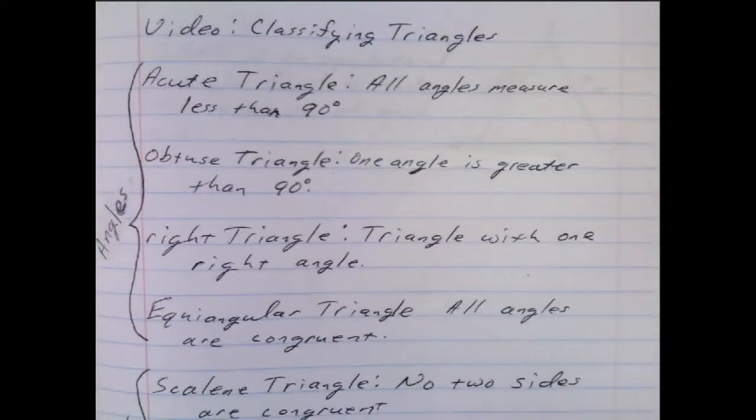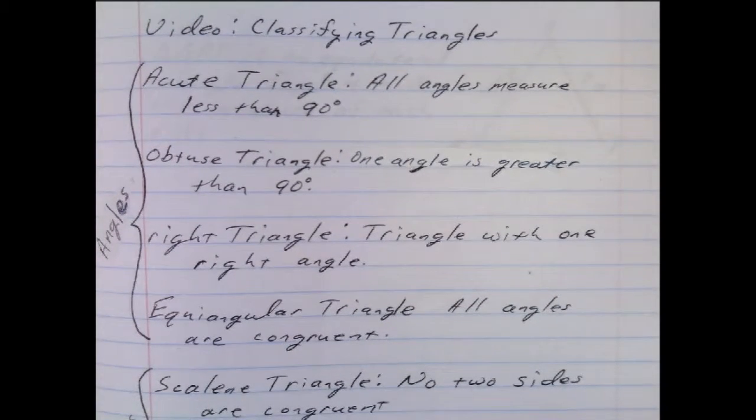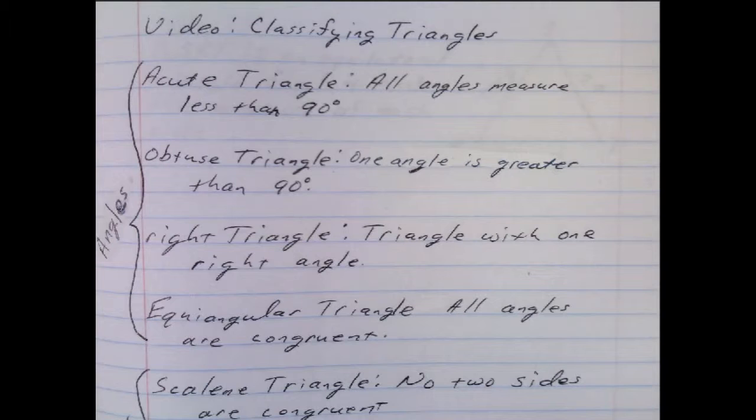So today we're going to be talking about classifying triangles. We have some vocabulary that goes along with this. We're going to start with our angles, how to classify them according to their angles. The first one we have is acute triangle. An acute triangle is a triangle where all of the angles are less than 90 degrees.